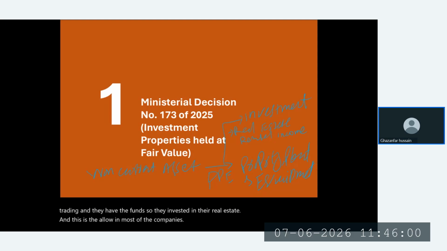One thing is very important in what we're going to discuss and learn: this is not the real estate business. The primary activity is not real estate. Primary business activity is not real estate. Why am I highlighting this?